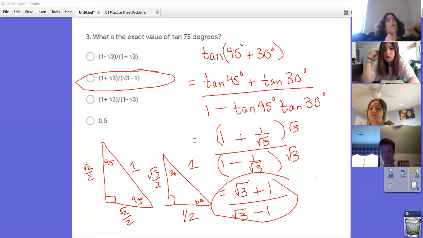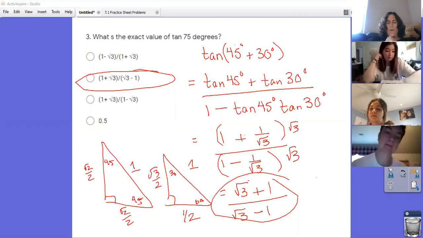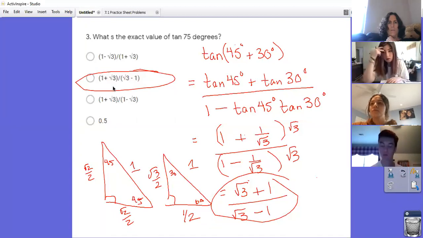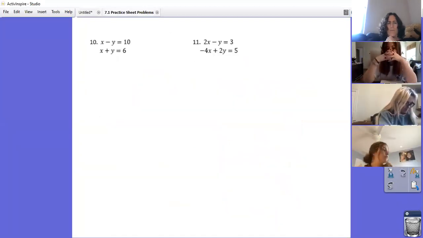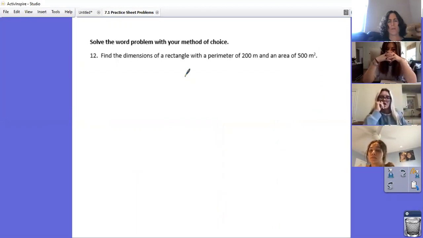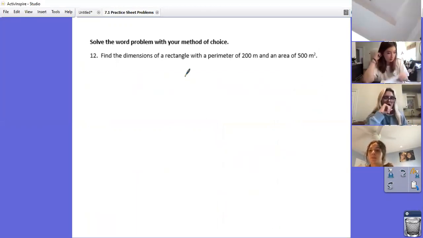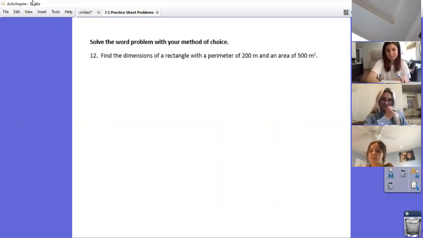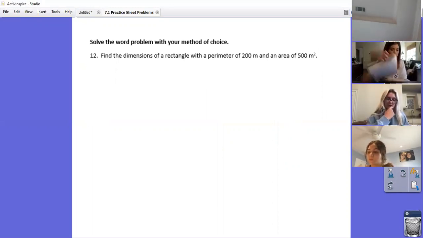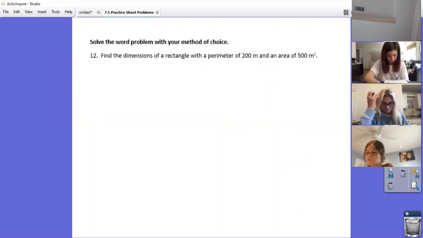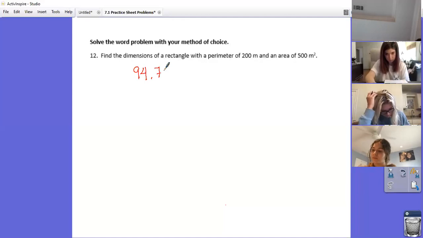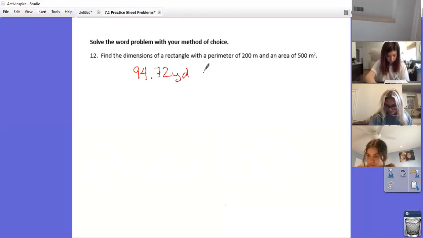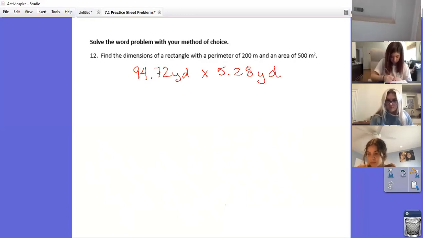Okay. Alrighty. All right, so let's do 7.1. So I realized this morning that number 12 was wrong. I don't know if you guys looked at the key, but the answer said, I think, 50 by 60. And the answers were actually 94.72 yards, 55.28 yards.